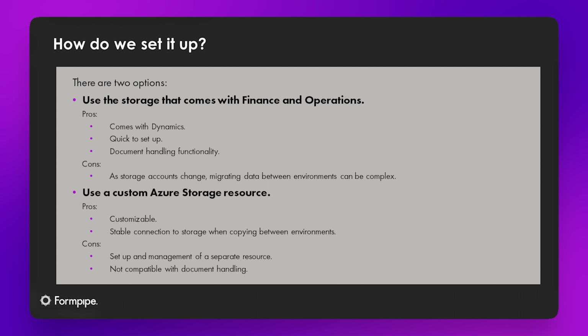So we have the option to use a custom storage resource in case that's the way your configuration is set up. And the pro of this is that you're totally in control of everything. You can define where the connection is looking at, and you can also see within the Azure storage container as well. So it's endlessly customizable. But the con is that it's just something else to set up and manage. There's a very small cost associated with it, and it also doesn't work with the document handling functionality within Finance and Operations.